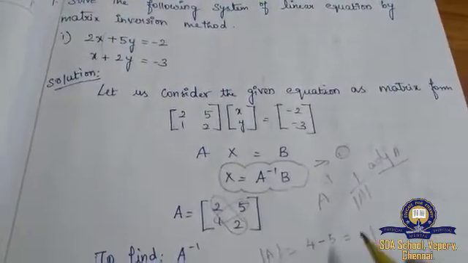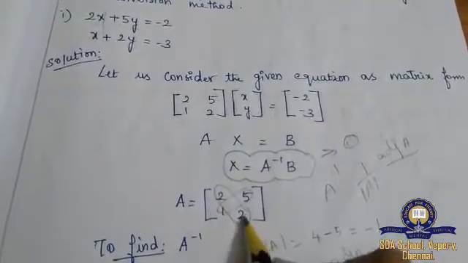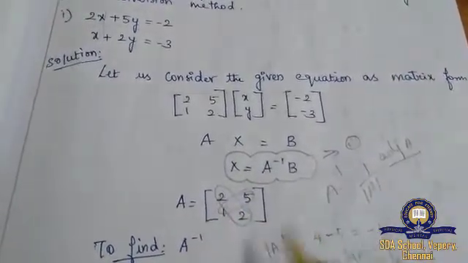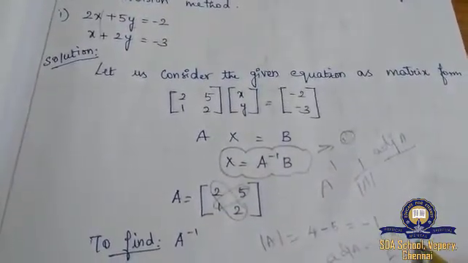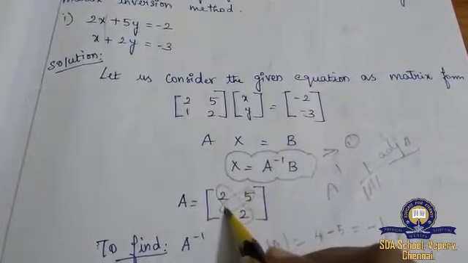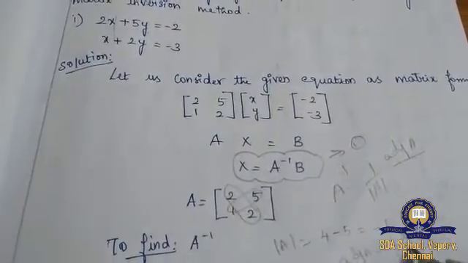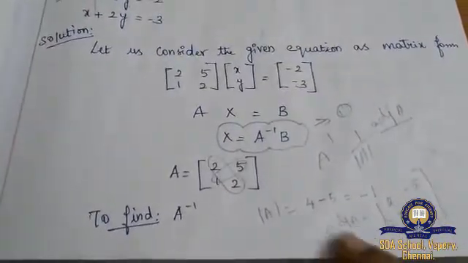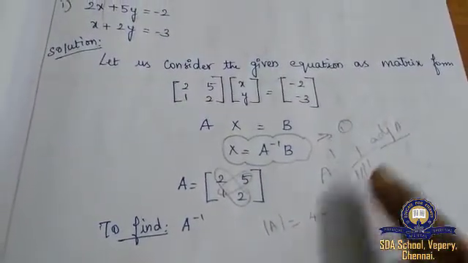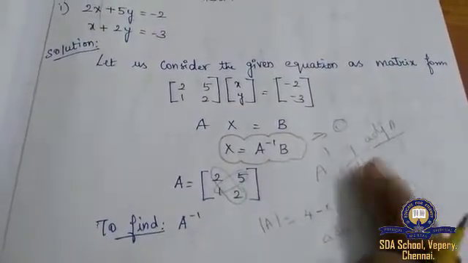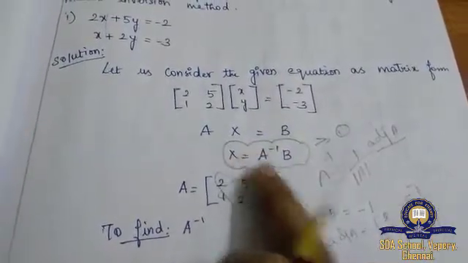And adjoint A, how will you find it? For a 2 cross 2 matrix, the leading diagonal elements get interchanged. Since both values are 2 only, your answer will be 2 only. So 2, 2, and the other diagonal gets its sign changed. So 5 becomes minus 5 and 1 becomes minus 1. So this is your adjoint A. Determinant A is minus 1 and adjoint A is this one. So I'm going to substitute everything in my formula. After getting the value of A inverse, I'm going to substitute that in my x value. Okay, now see.